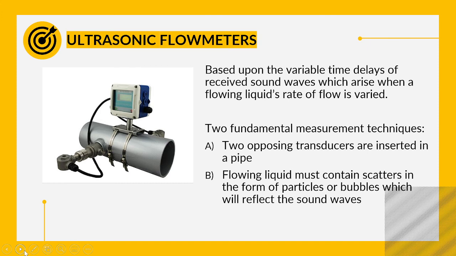For the first fundamental measurement technique, these transducers are used to measure the difference between the velocity at which the sound travels with the direction of flow and the velocity at which it travels against the direction of flow. For the second technique, these scatterers should be traveling at the velocity of the liquid. A Doppler method is applied by transmitting sound waves along the flow path and measuring the frequency shift.